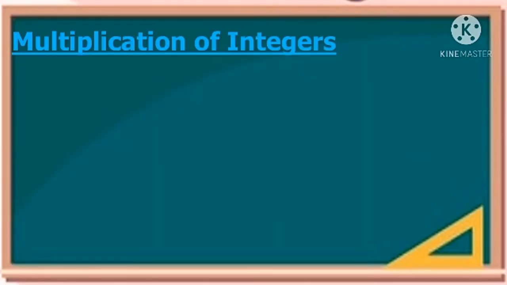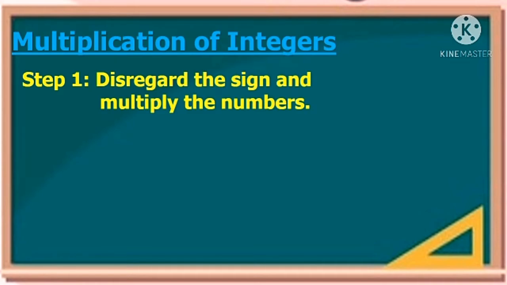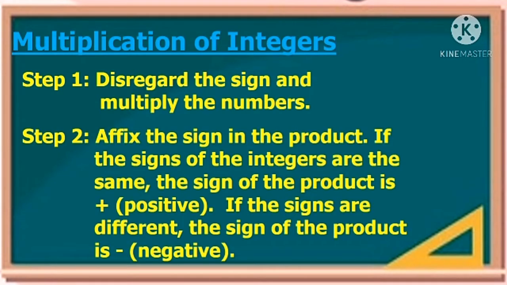Now, let us move on to multiplication of integers. There are two steps in multiplication of integers. Step 1. Disregard the sign and multiply the numbers. Step 2. Affix the sign in the product. If the signs of the integers are the same, the sign of the product is positive. If the signs are different, the sign of the product is negative.